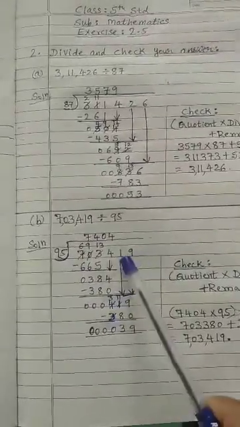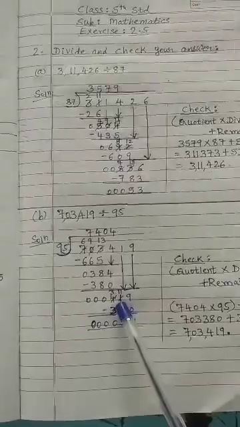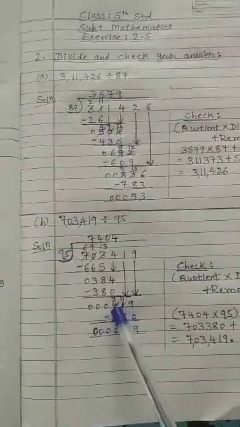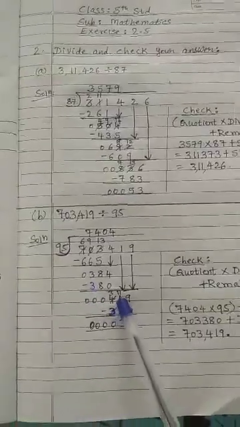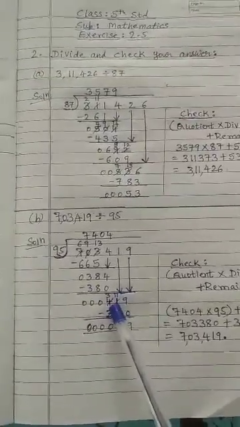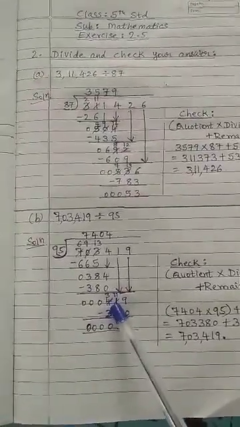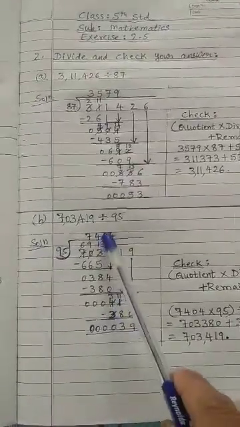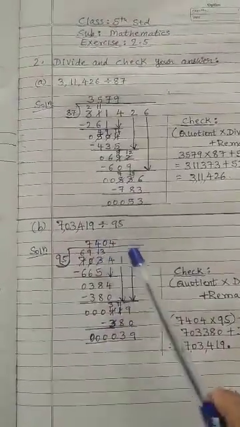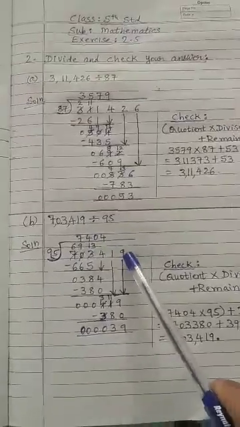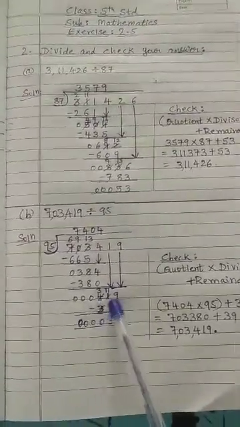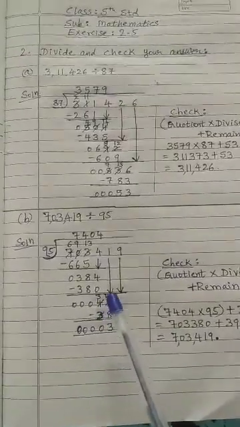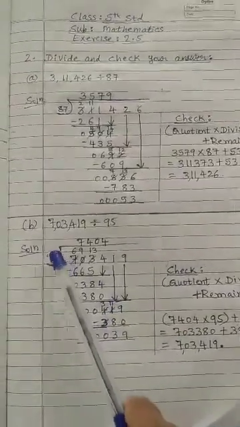So next what you have to do? Bring down 1. When you bring down 1 it is 41. 41 is again less than 95. You cannot divide. So when you bring down 1, 41 it is less than 95. So what you have to do? Put 0 here. After putting 0 here you must bring down. Next digit is 9. Here bring down. Now it is 419. Now 419 divided by 95.